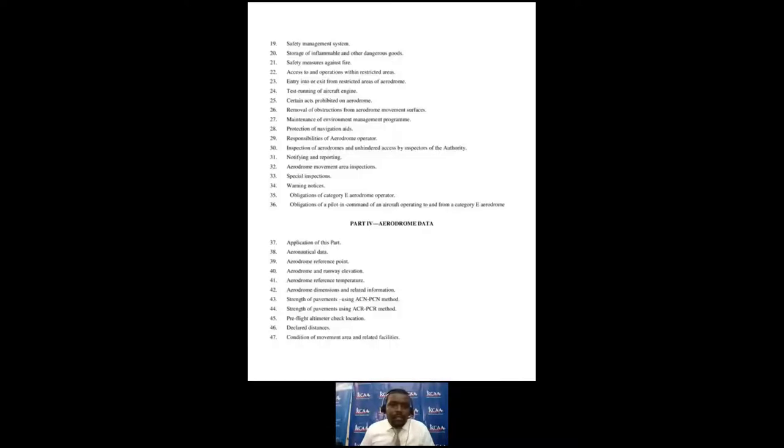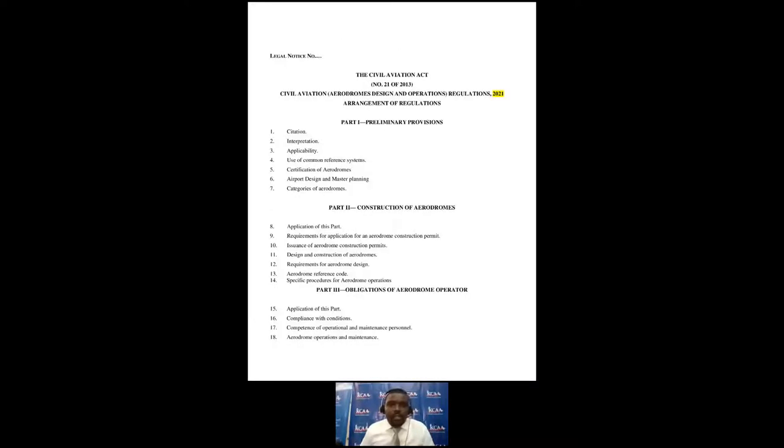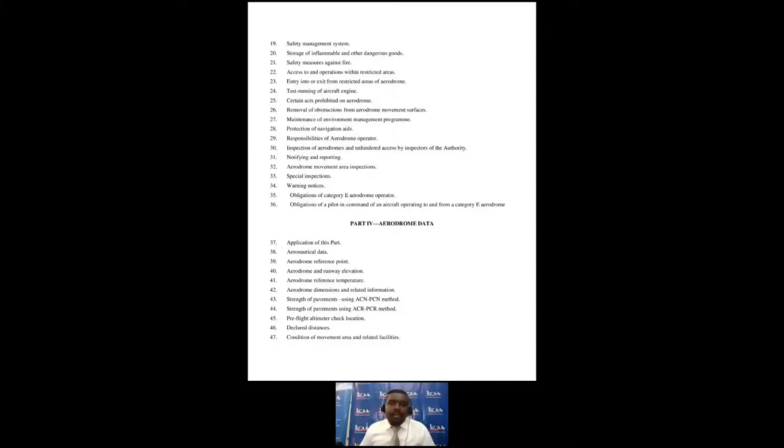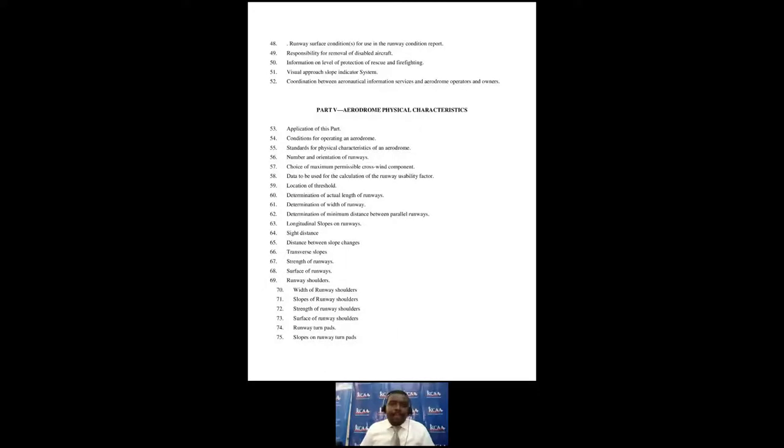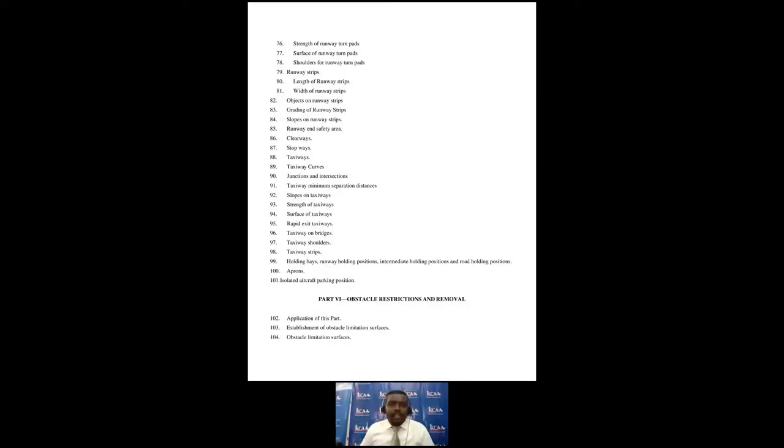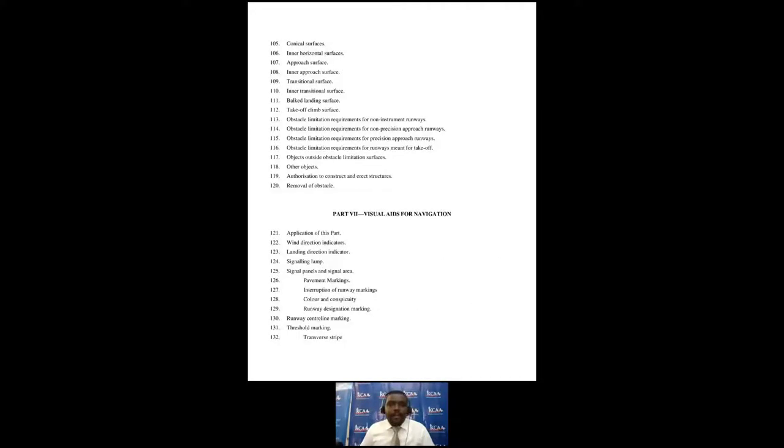As I had said, the document is divided into 15 parts. Part one is the preliminary provisions. And then we have part two as the construction of aerodromes. Then we have the obligation of aerodrome operators. We have part four as aerodrome data. Part five is aerodrome physical characteristics. And then part six is obstacle restriction and removal. Part seven is visual aids for navigation.